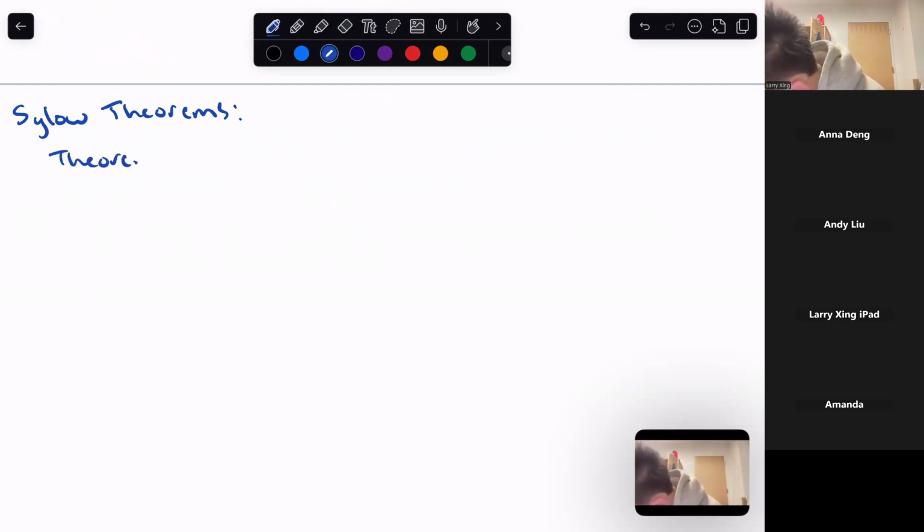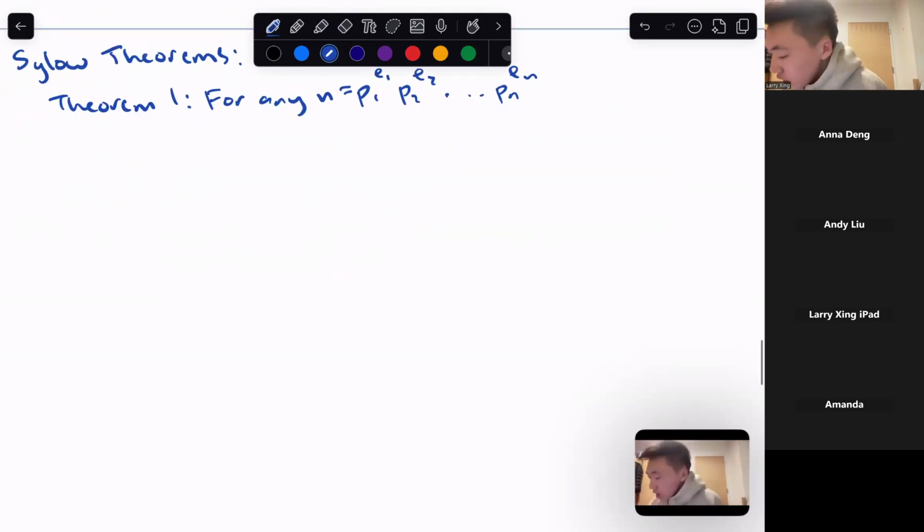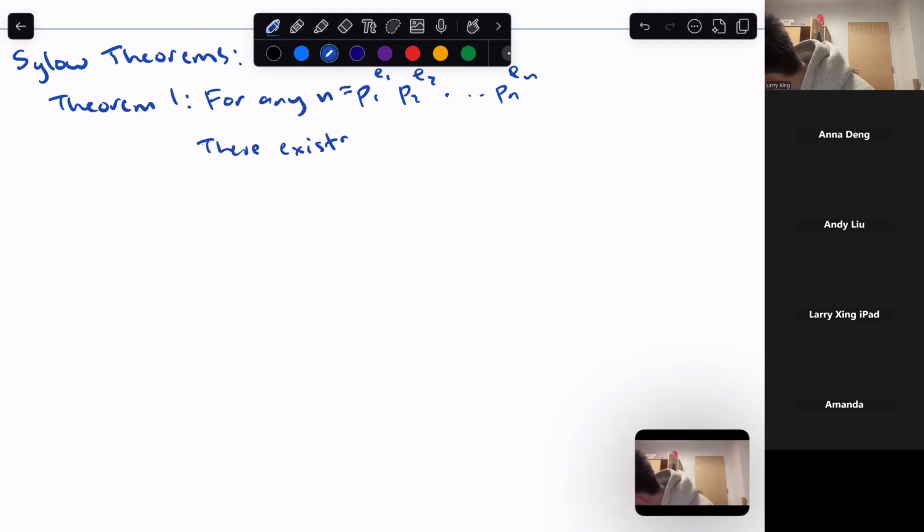And theorem one states that for any n, let's prime factorize it into p1 to the e1, p2 to the e2, and so on, up to pn to the en. There exists a subgroup of order pi to the ei for all i.